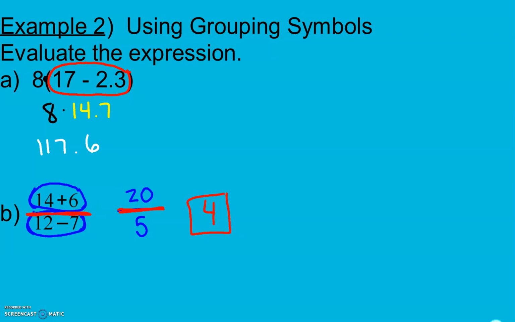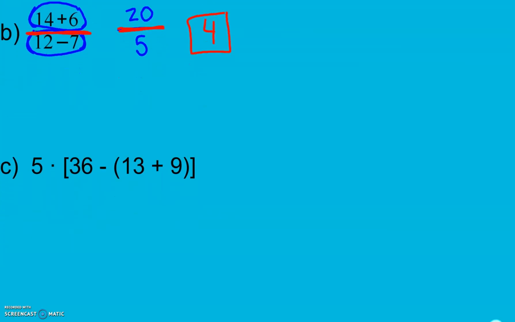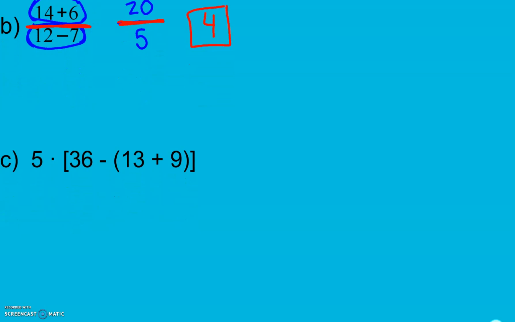So our fraction bar here was a grouping symbol. It told us everything in the numerator on top needed to be done first, and everything in the denominator at the bottom needed to be done first. Here I have two sets of grouping symbols. So starting from the left, first thing I see is this bracket.